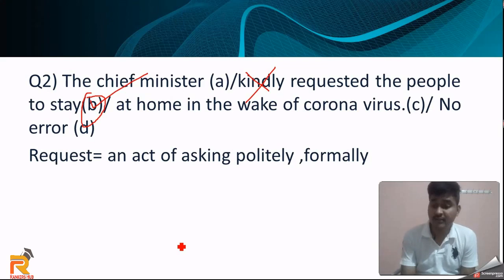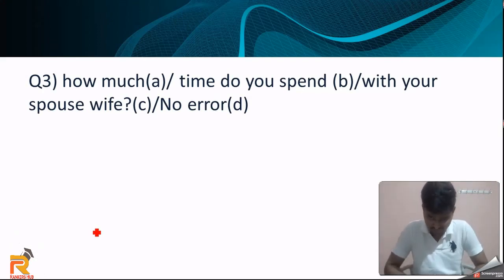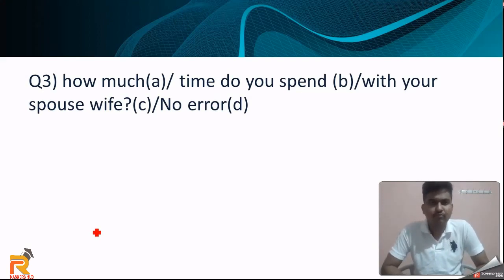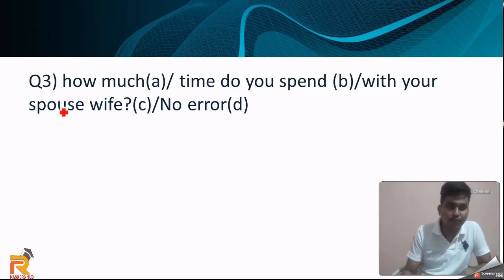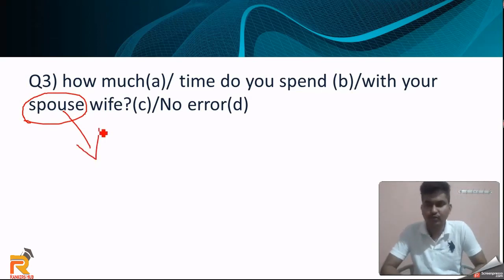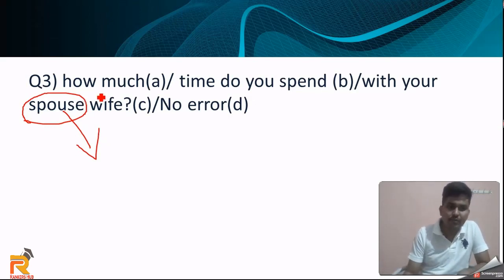Okay, let us move on. Try to solve question number 3. I hope you got the answer already. How much time, forgive me guys, how much time do you spend with your spouse, wife? If you really know the meaning of the word spouse here, you'll understand what's wrong with this sentence. The word spouse itself means a person who is the husband or wife of somebody. You are never supposed to use spouse wife or spouse husband.